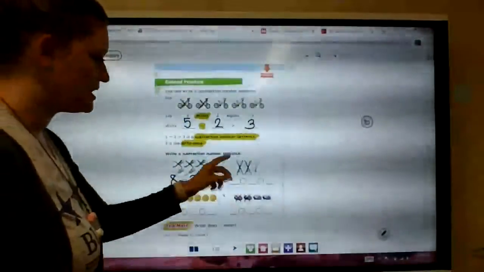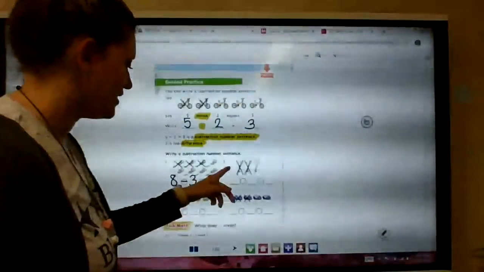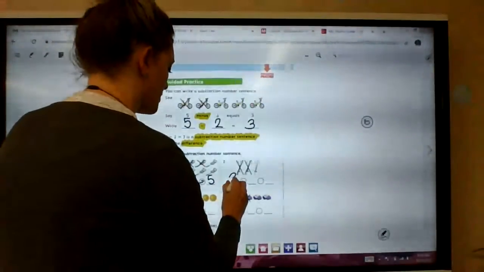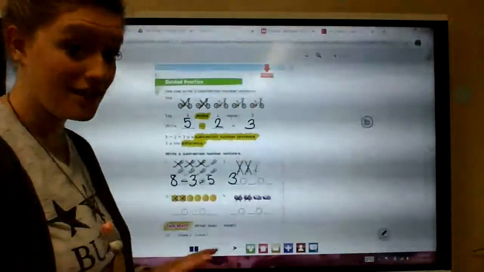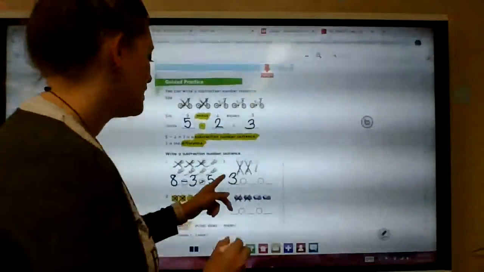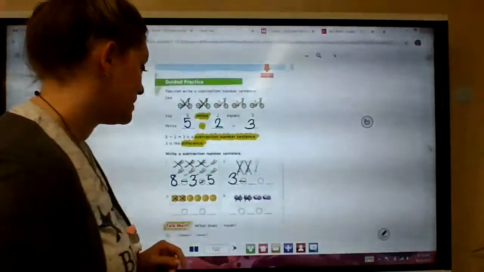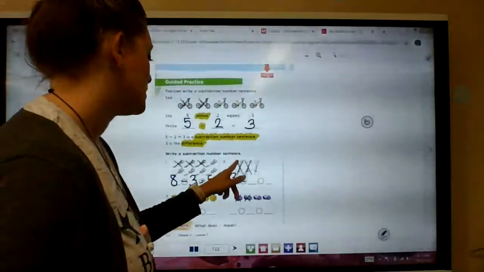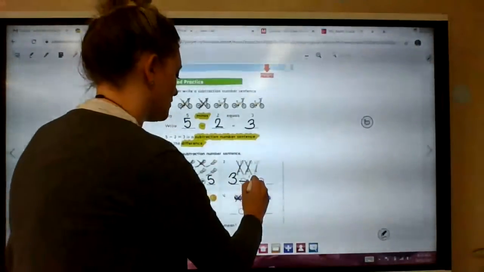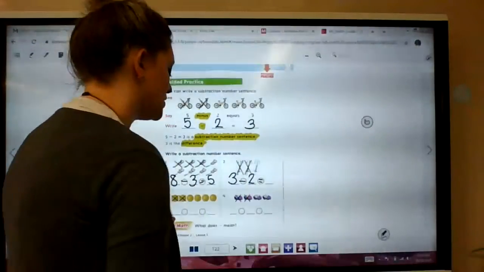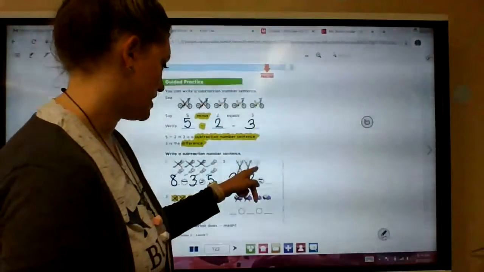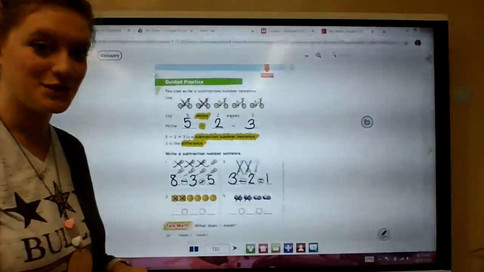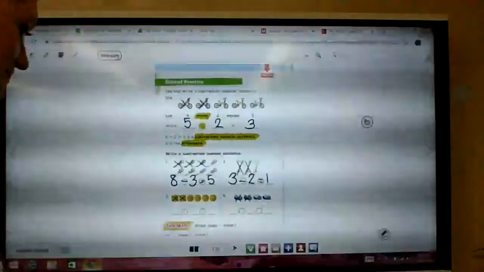All right, number 2. Let's see how many there are all together. There's 1, 2, 3 of them. So we started with 3. Remember, I count the ones even if they have an X on them. We are going to put our minus sign because we are subtracting, because they're crossing them out. 3 minus, 1, 2, they crossed out 2 of them. 3 minus 2 equals how much? What's the difference? Because there is only 1 left. So 3 minus 2 equals 1.